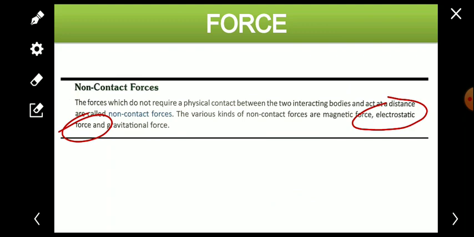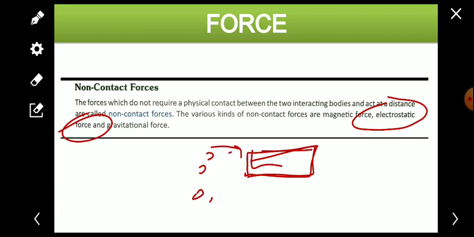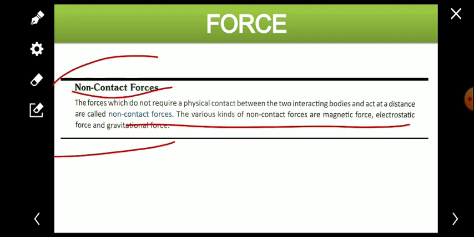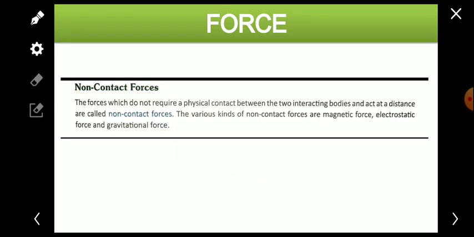One example I am giving you that you must have done in childhood: you rub a pen or pencil with your hair, and when we bring that pen near small pieces of paper, it attracts the small papers. Here electrostatic force acts. So these are examples of non-contact forces. I hope that you understood very well.